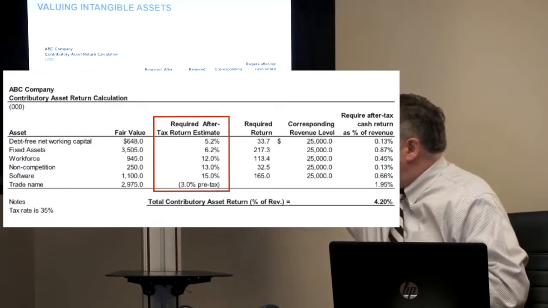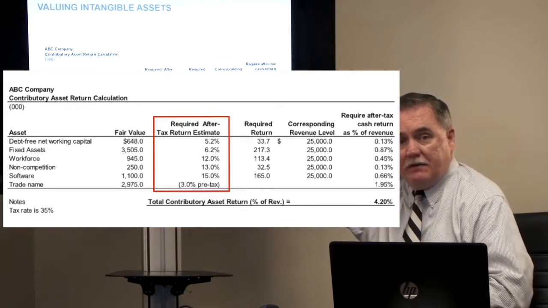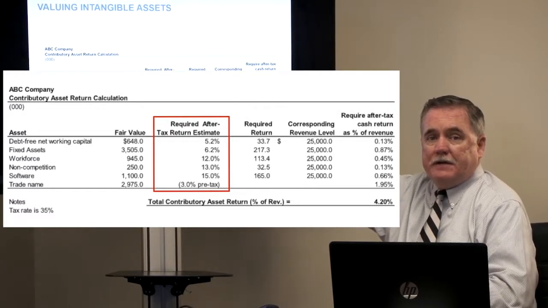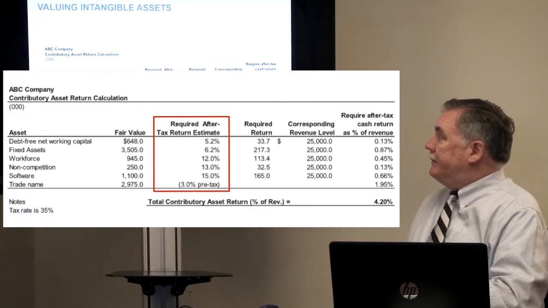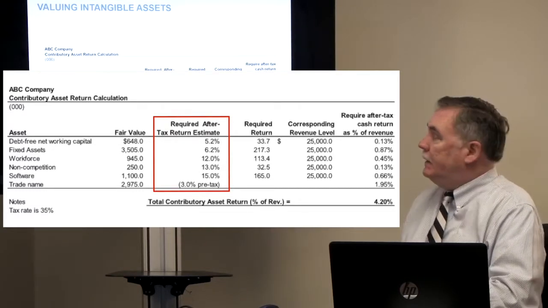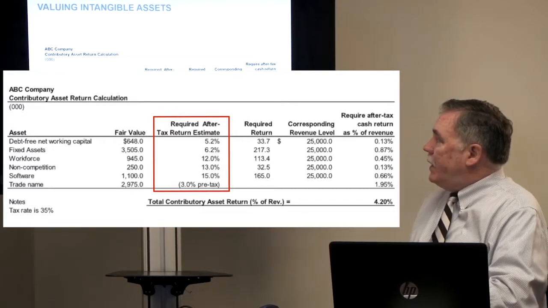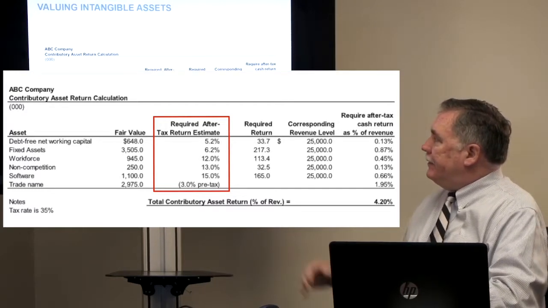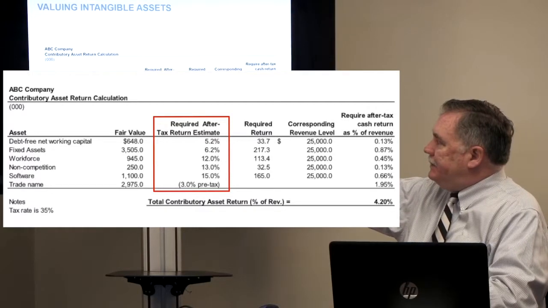That reflects the relatively low risk of working capital. And as you notice, as we go down the list, we increase in risk, and therefore we're going to increase in required after-tax return. So the fixed assets have a required return rate of 6.2%. The workforce has a required rate of return of 12%. The non-competition agreement, 13%. The software, 15%.